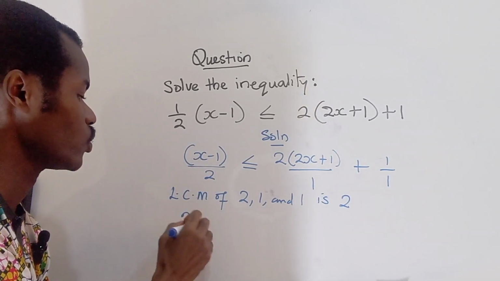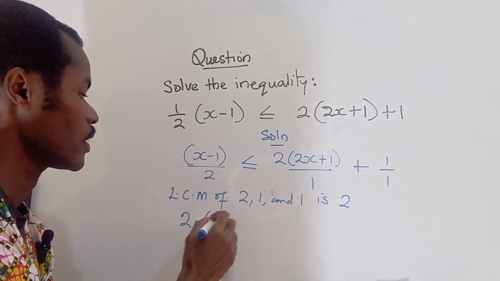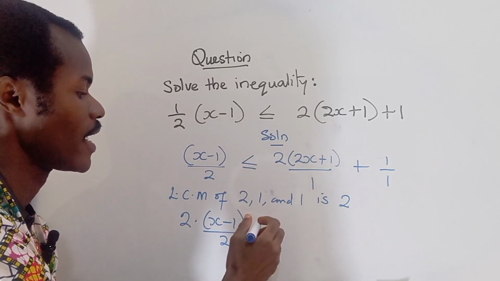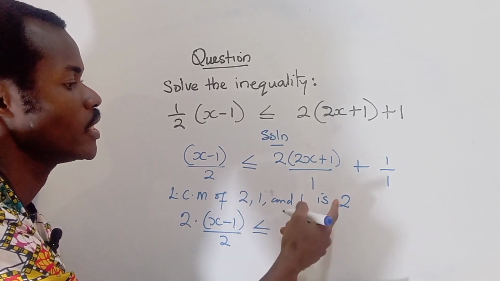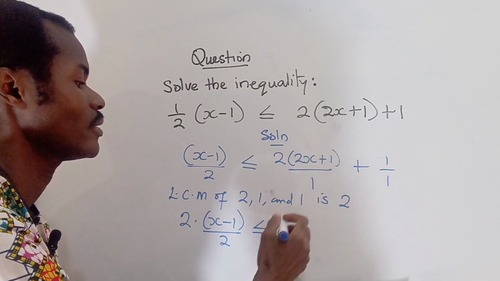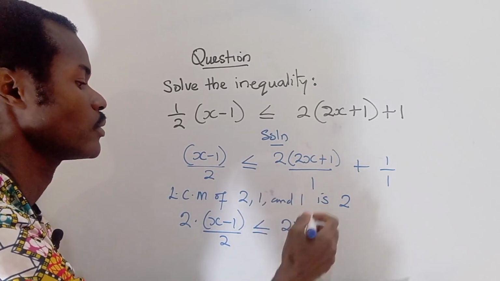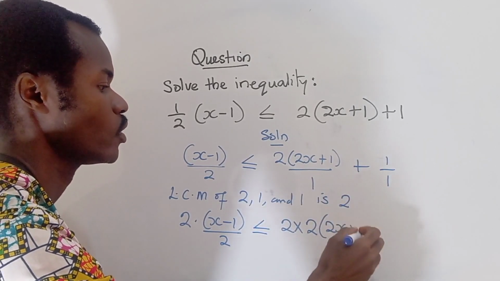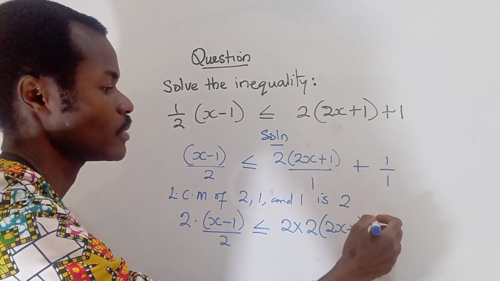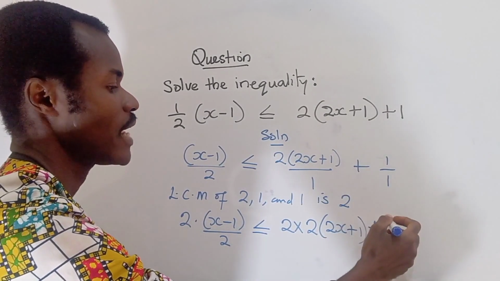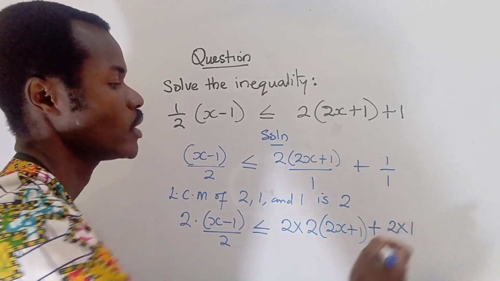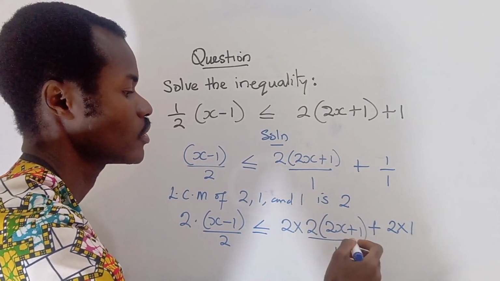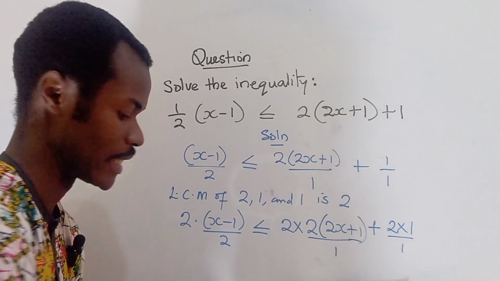So I'm going to have 2 multiplied by x minus 1 divided by 2. We have our less than or equal to. Now 2 is also going to multiply this, so we have 2 times 2 in bracket 2x plus 1. And for this, plus 1, 2 is going to multiply it, so we have 2 times 1. If you wish, you can still put the denominators, but they are not so important.